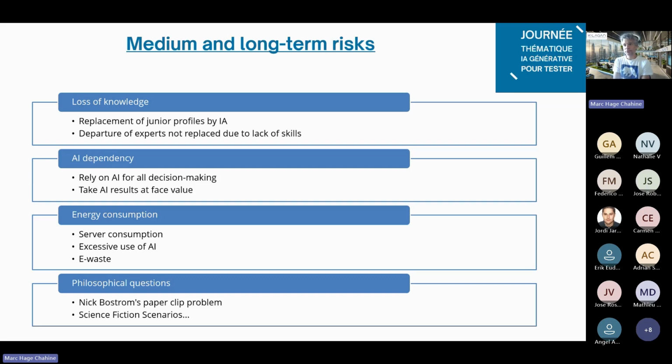We have the energy consumption and all the philosophical questions that we can have in science fiction. What is life? Where do we want to go? Do we want to give AI the power to direct our lives? And there is also Nick Bostrom's paperclip problem, where the only goal of this AI is to create paperclips, and we have a lot of issues because of that, because it doesn't consider other parameters.